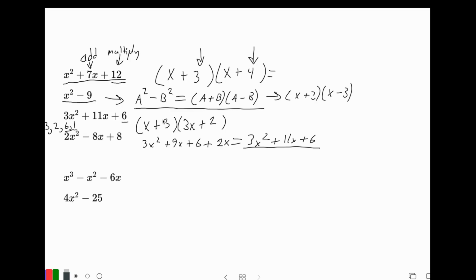Sometimes I might have tried x plus 2 and then x plus 3. That wouldn't have worked. So yeah, again, sometimes it doesn't work out perfectly. You've got to try it again, but in that case we kind of got lucky.